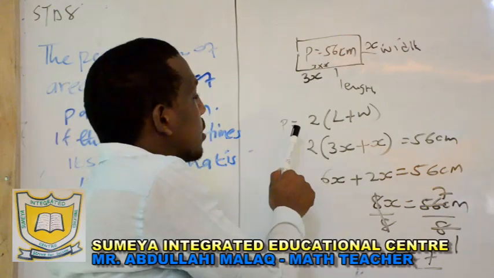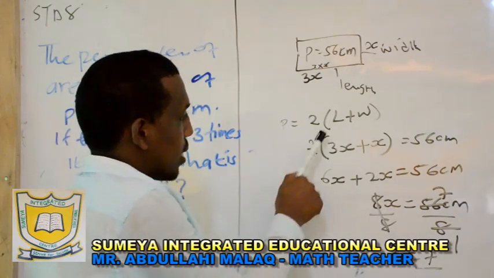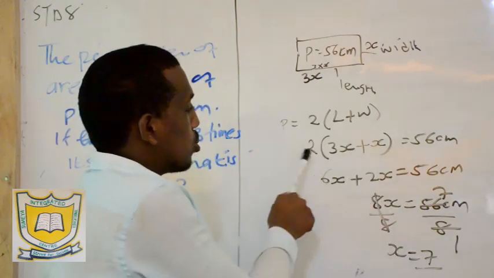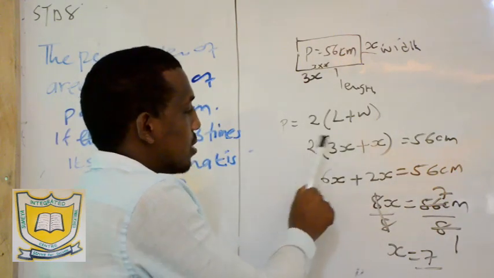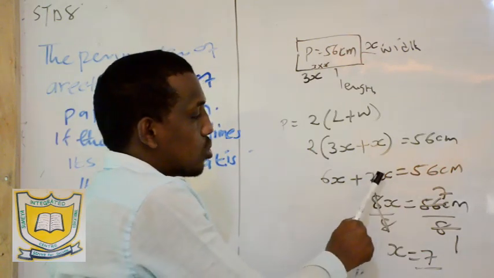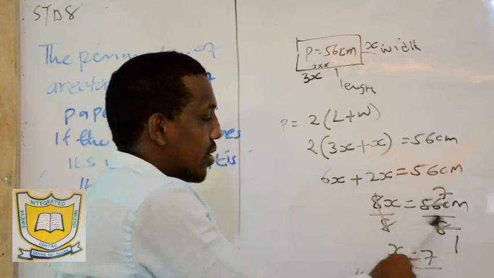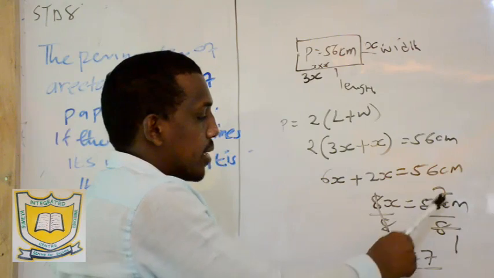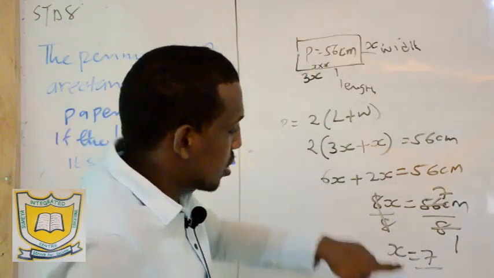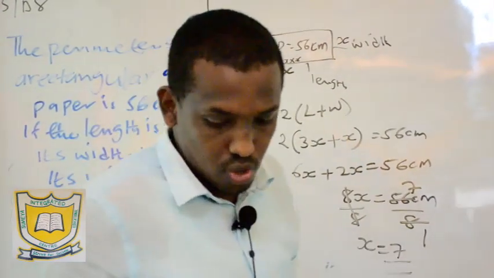Perimeter is equal to 2 into bracket length plus width. 2 into length 3x plus width x is equal to total perimeter. 2 times 3x is 6x, plus 2 times x is 2x. We have removed the bracket, is equal to 56. 6x plus 2x is 8x, equal to 56 total perimeter. 8 over 8 cancel. 56 divided by 8 is 7. X is equal to 7. They are asking the width. X belongs to the width. The width is 7. The length, 3x, is 3 times 7, 21. That's how we solve that question.